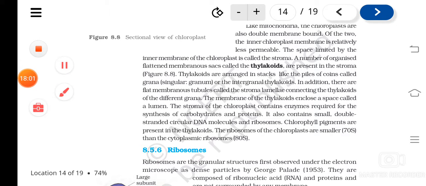So this much is very clear. Today we have studied two organelles, mitochondria and the chloroplast.